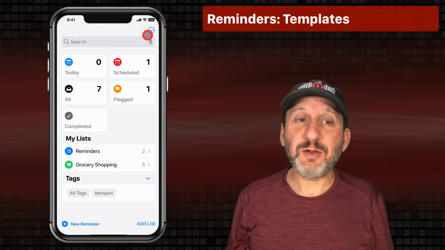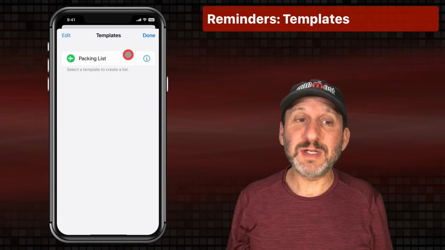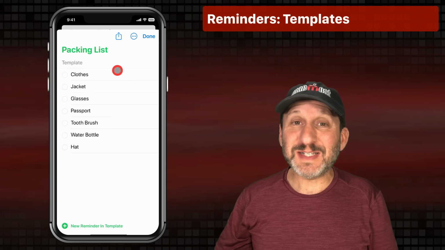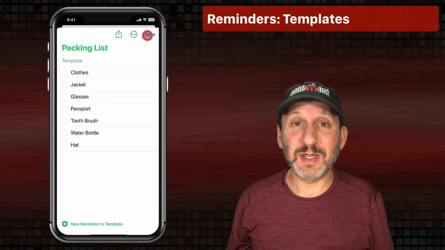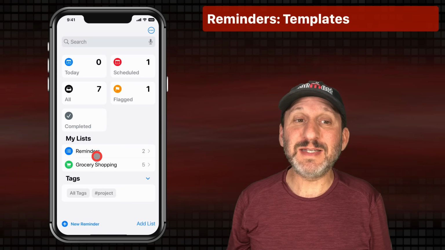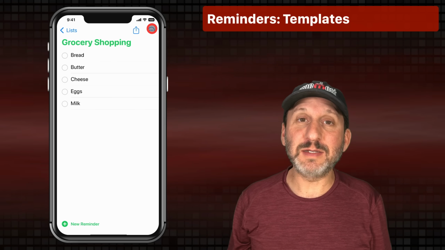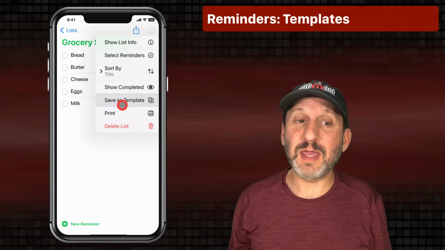In addition, now you can have templates. So you can go into templates here and you can have a template like a packing list. And you can just basically create a new list from that template and reuse it and check all the items off. And it's easy to create them as well. You can just select a current list that you've got and then turn it into a template.